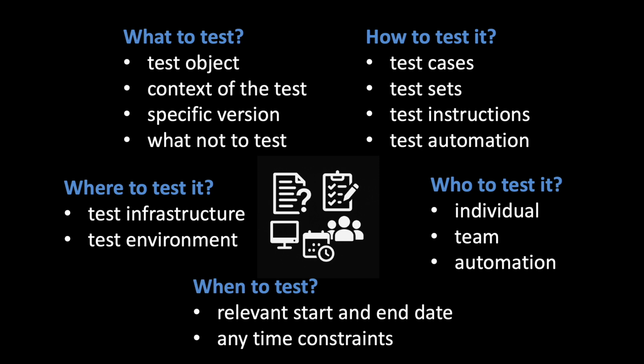And when to test refers to any timeline constraints, or especially the start and end date of a test execution. And those points are the most important ones that should be considered for any test planning. Of course, sometimes there can be additional ones, and in a project there may be also personal interests that are then considered during the test planning.